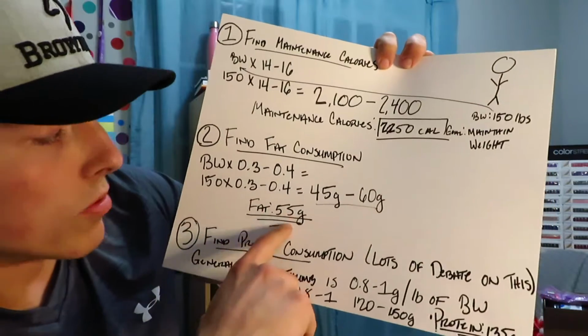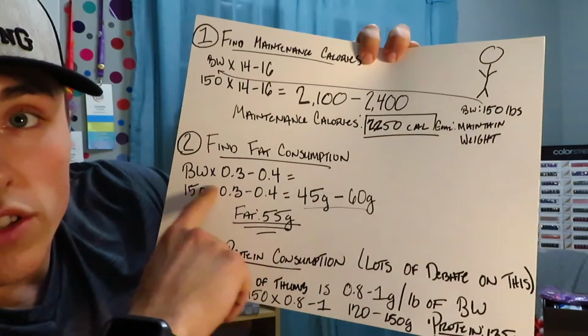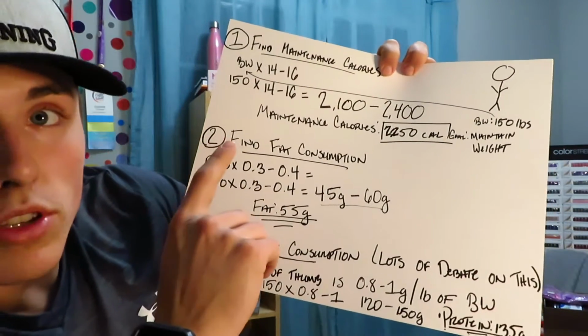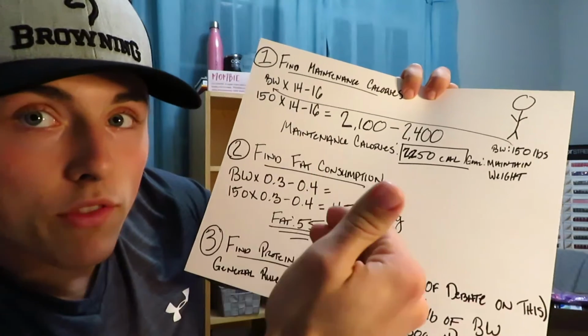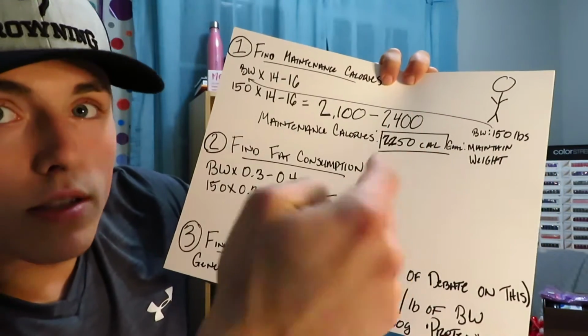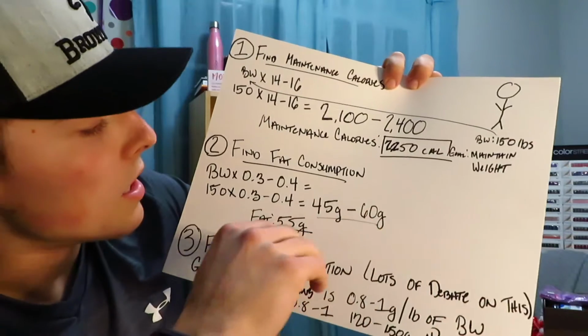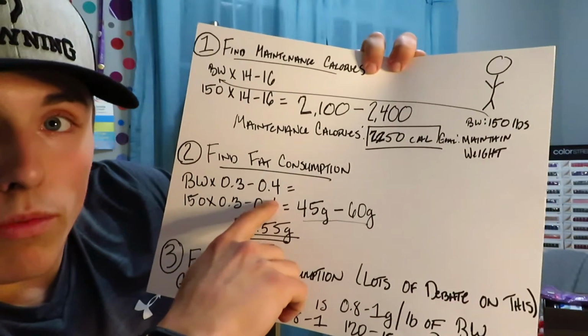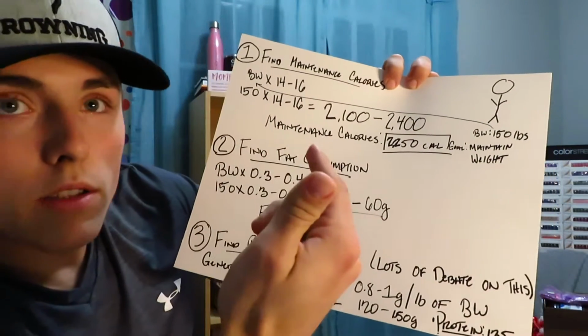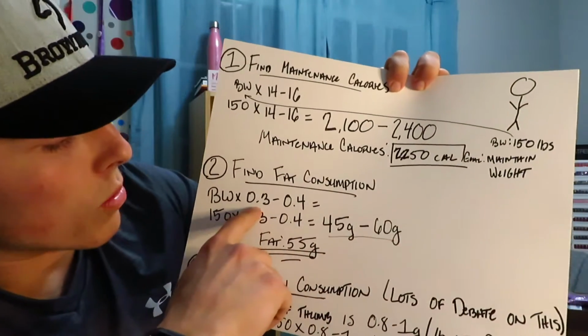So fat's pretty simple. Just follow this formula. My one tip to you would be, if you enjoy fattier foods such as peanut butters, nuts, ground beef, stuff like that, I would go more towards the 0.4. And if you enjoy more carbs, then I would go towards the 0.3.